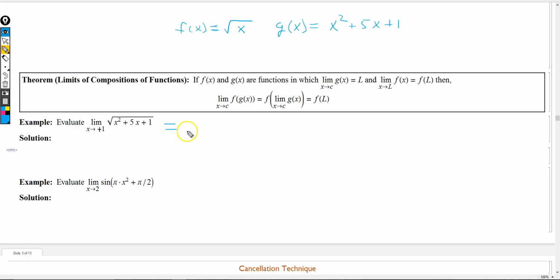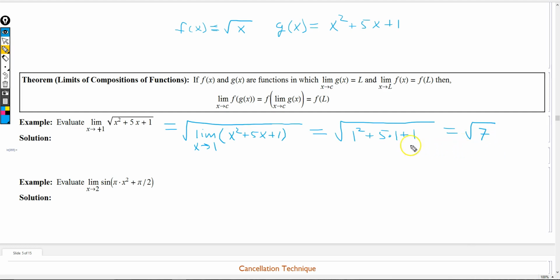Okay, let me write it like this. So it's going to be the square root of the limit as x approaches 1 of x squared plus 5x plus 1. So you see, moving the limit under the square root is just like moving the limit inside the f. The f is the square root, so you're moving it inside. And then you can just plug the 1 in for all your x's here, because this is just a limit of a polynomial. And you end up with the square root of 7.